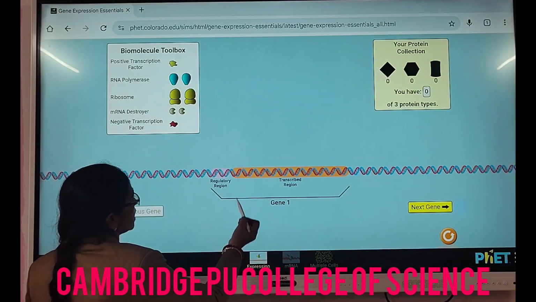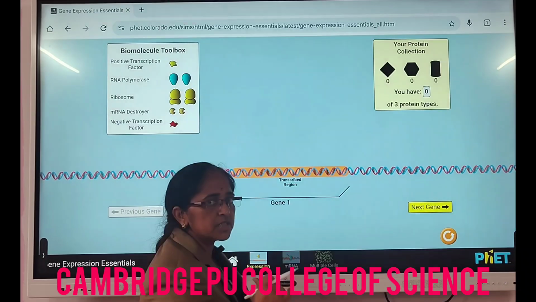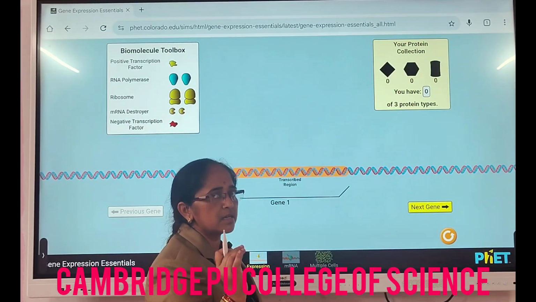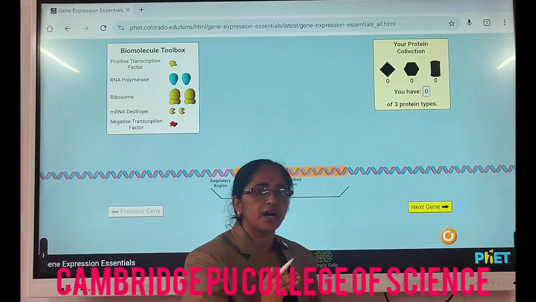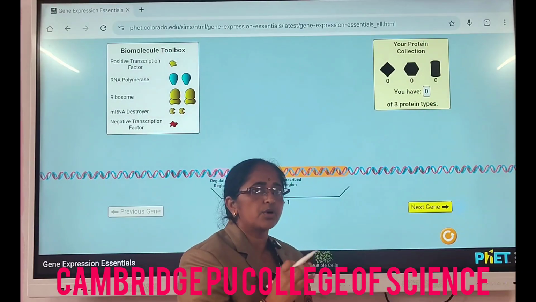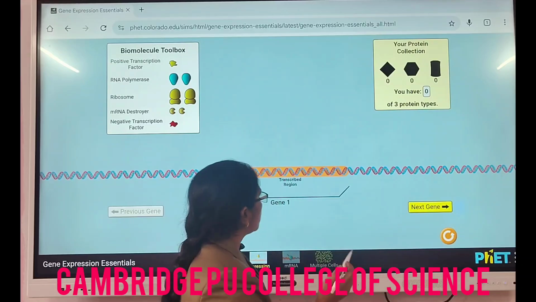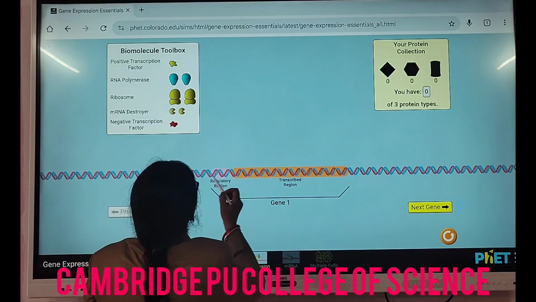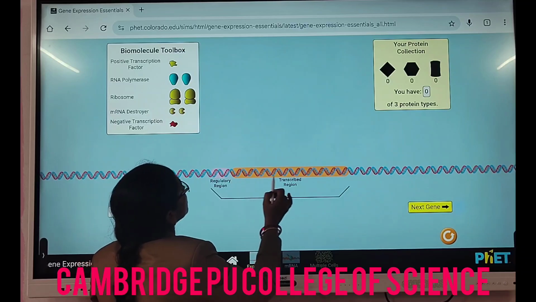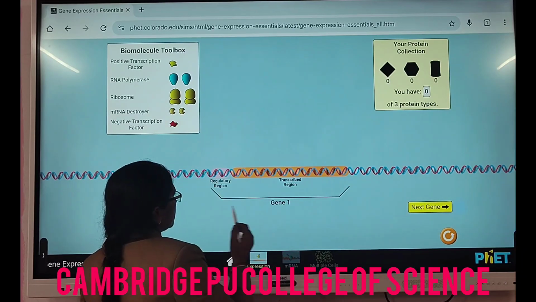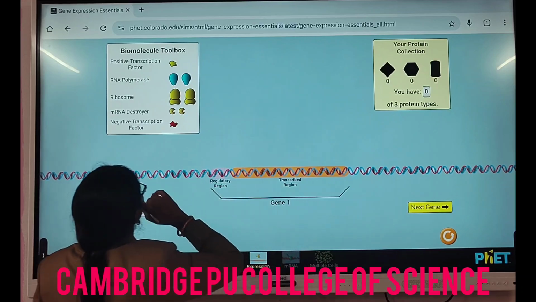Consider this one as the first gene here. For gene expression, transcription and translation both are needed. So what is transcription? It is the formation of RNA from DNA. And what is translation? That is the formation of protein from the RNA. So let us see how it works here. Now you can see the DNA is here, and this is the region where it has to be transcribed. Considering it as the first gene, let us see how it works.